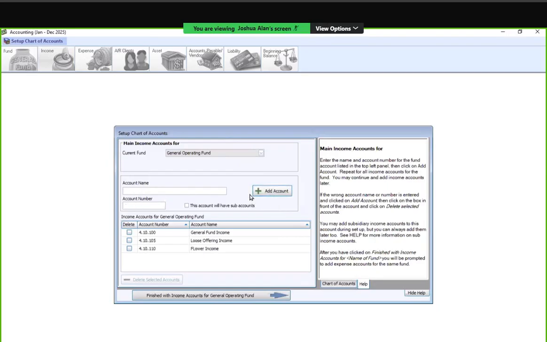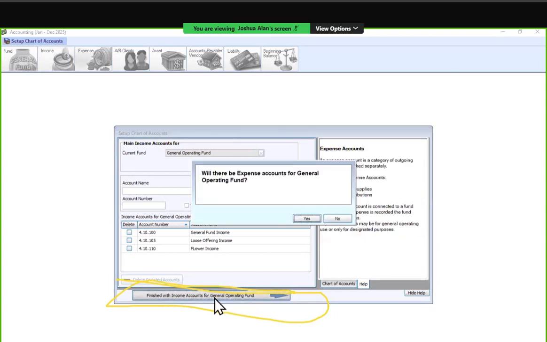So I would continue adding the income accounts for my general fund exactly this way. And when I'm done, I'm going to click Finished with adding income accounts for general operating fund at the bottom. We might go a couple minutes long today, folks. Sorry about that. This button right down here. When I click on that, it says, will there be expenses for general operating fund?